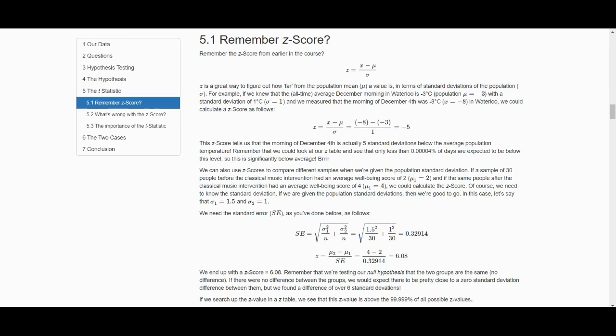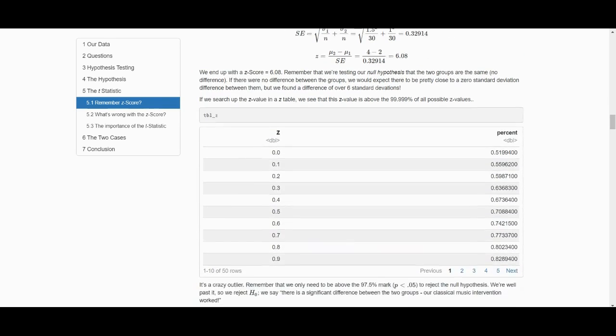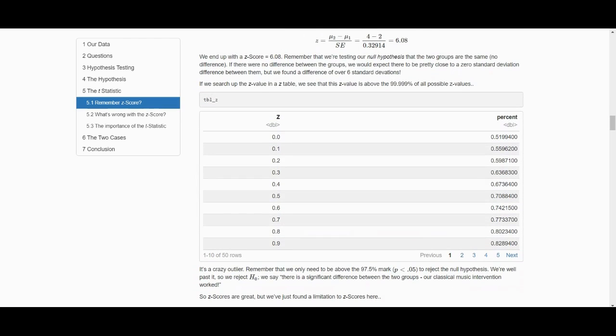So we can use this standard error to calculate our z-score, which is the difference between groups. So we take our 4, which is the post-test, and our 2, which is the pretest. And we find that there's been a change of 2. We divide that by our standard error. We find 6.08. So we end up with this z-score of 6.08.